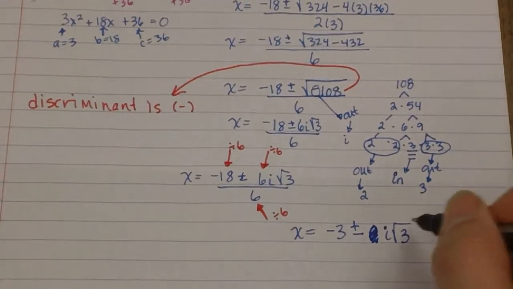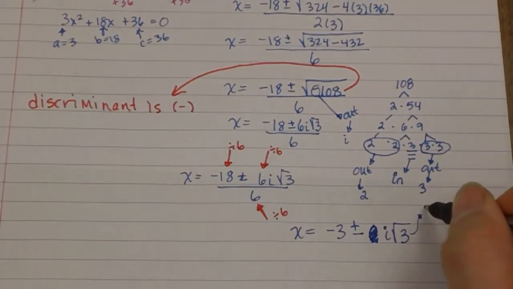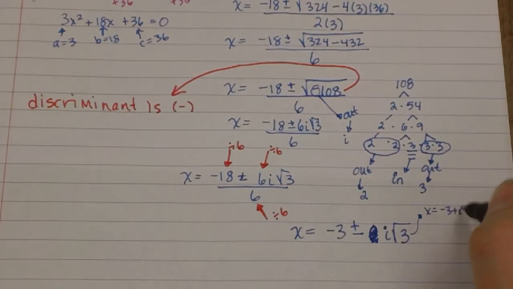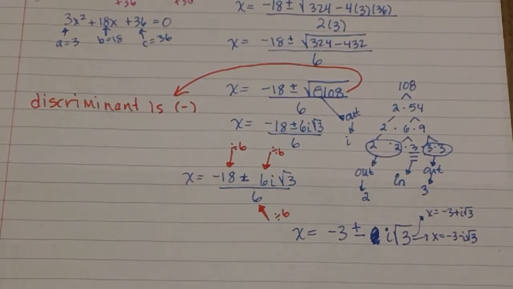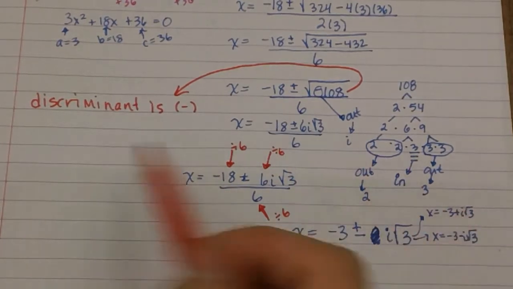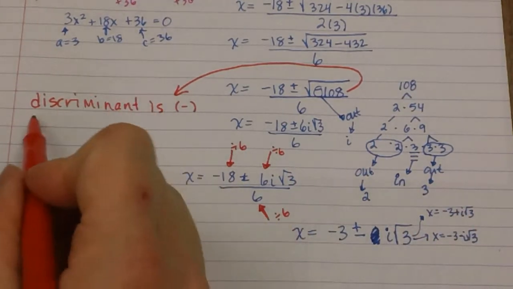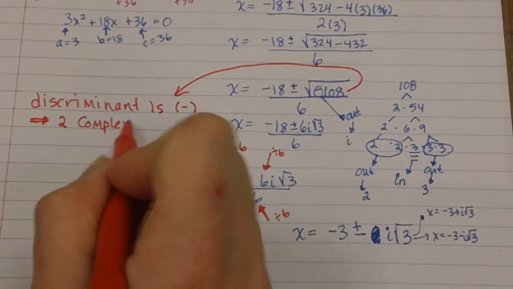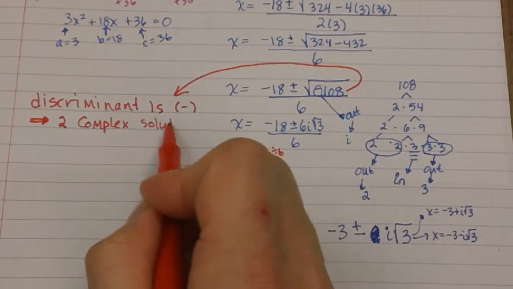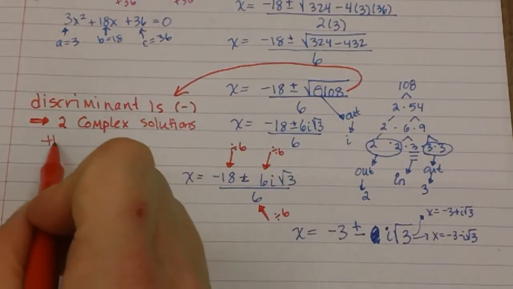Remember, we can think of this as two separate solutions. x equals negative 3 plus i square root of 3. x equals negative 3 minus i square root of 3. Remember what those are called. When you have a plus bi, a minus bi, those are called complex conjugates. So whenever you have a discriminant that is negative, your solution is going to be two complex solutions that are conjugates.